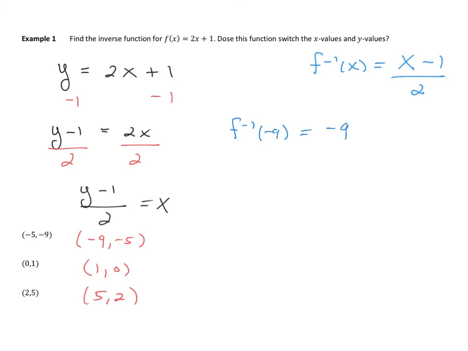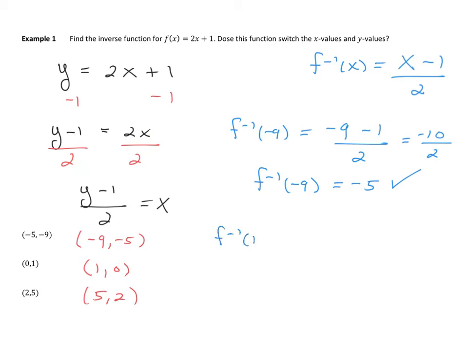Let's see, if you put negative 9 in place of x, we get negative 10 over 2, and it worked. The inverse evaluated at negative 9 is in fact negative 5, so that's good. Well, what about this point? If I put 1 into the function, will I get 0 back? Let's see.